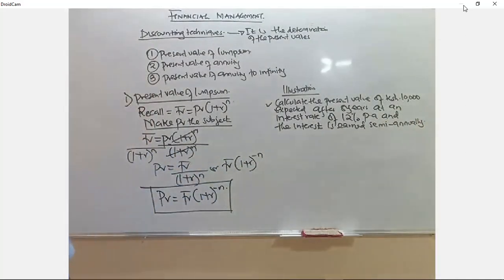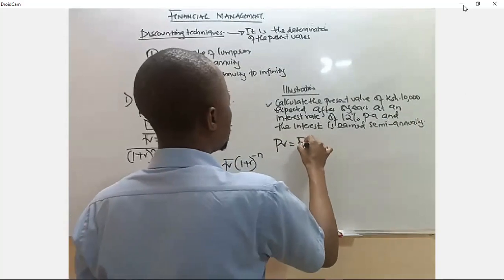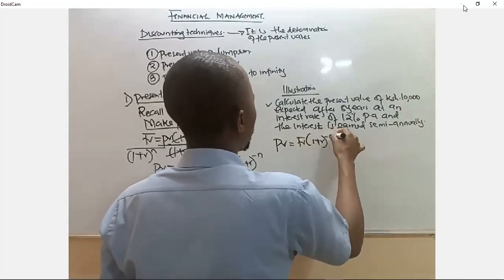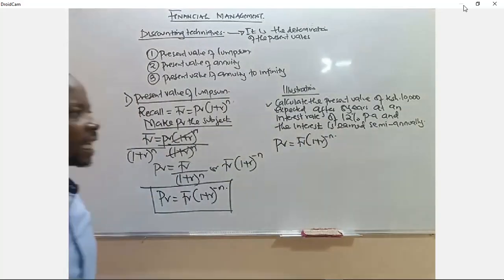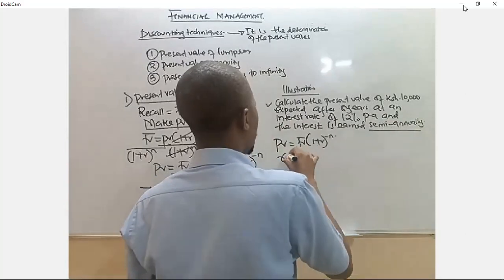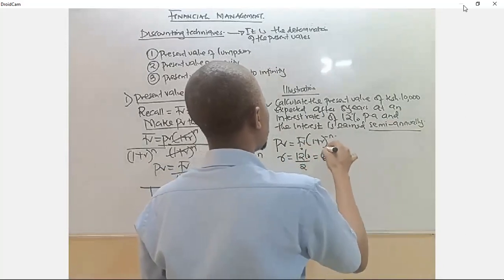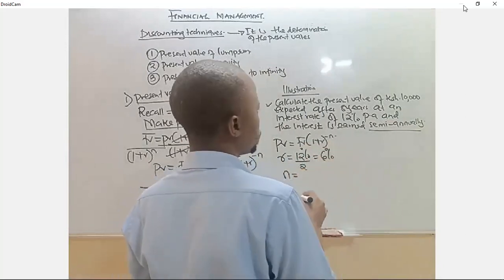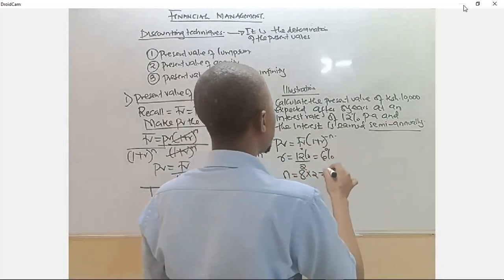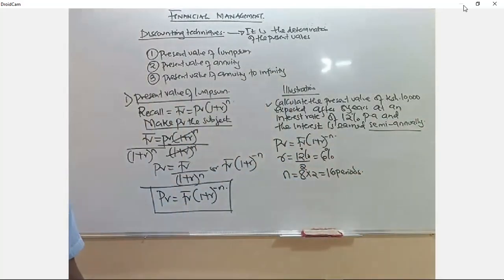So when you look at it, this is the determination of the present value. To determine it, we take the future value times 1 plus r raised to negative n. If we are earning it semi-annually, only two things are going to be affected. The rate: 12% divided by 2 generates 6%. Then n: 8 times 2, getting 16 periods.